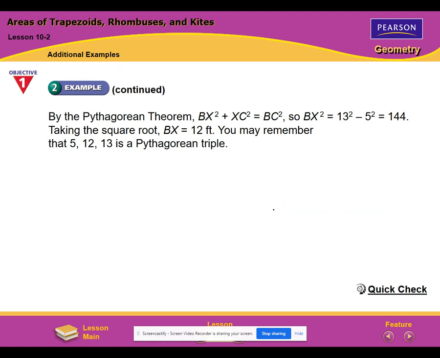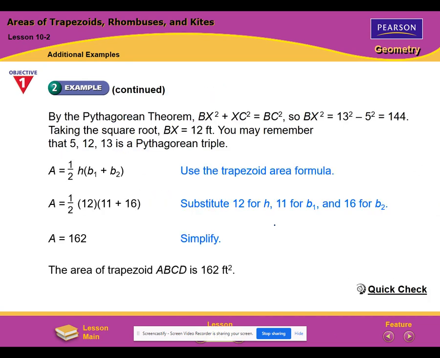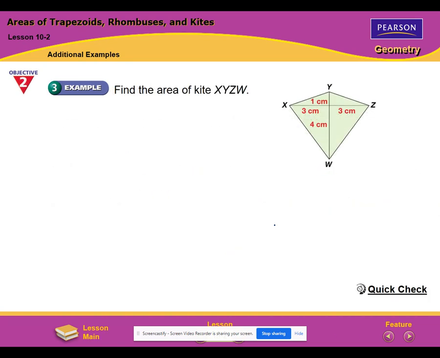Just confirming there, 162 feet squared. Okay, next example. Here you have a kite. It could be a little bit confusing. They're saying the 1 is this length right here.